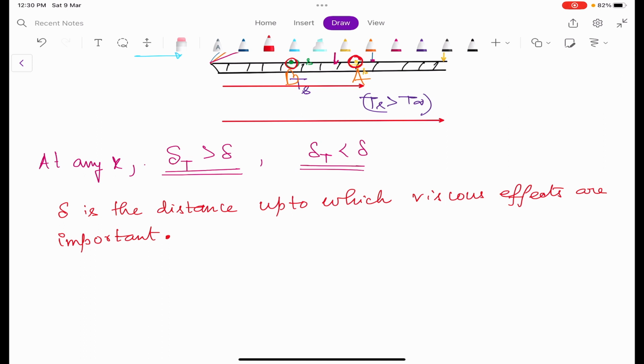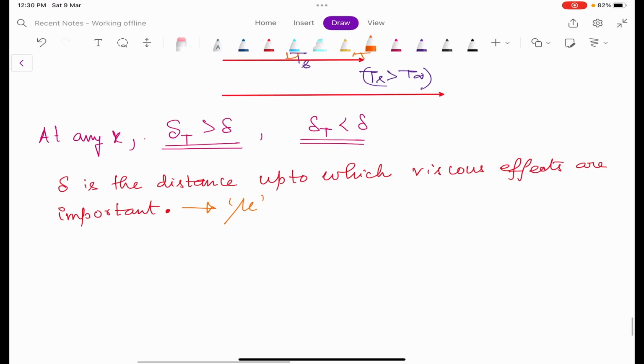So up to delta, the wall will be able to slow down the fluid, and it does this by mu, that is viscosity. But now you tell me, if the fluid is having a greater inertia, then the wall will not be able to slow it down.